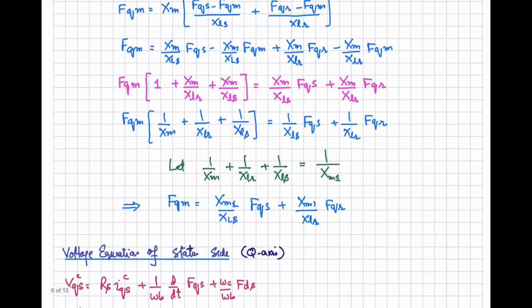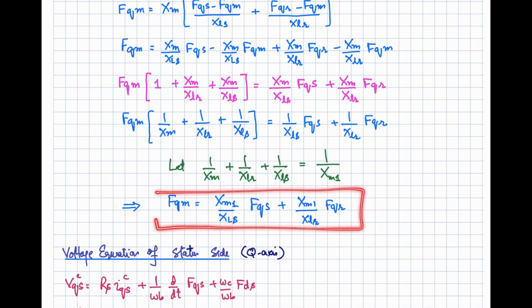And let's suppose that 1/XM + 1/XLR + 1/XLS, this is the leakage inductance of the rotor, leakage reactance of the stator, and this is the magnetization or the mutual reactance. So the inverse of all of those, let's suppose, is equal to 1/XM1. So we can write it like that: this FQM is equal to this 1/XM1. So XM1 from here will be multiplied over here, and you will be getting this equation. So FQM can be written in terms of FQS and FQR like this, right?